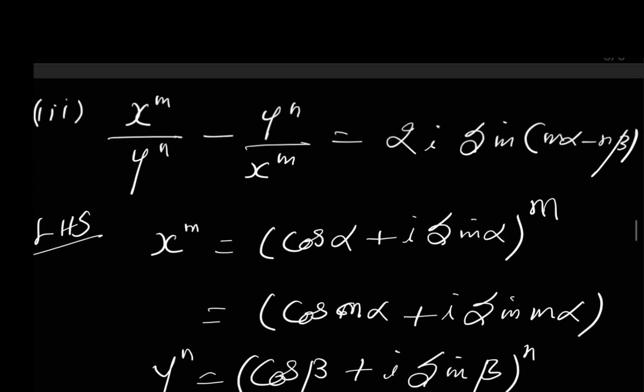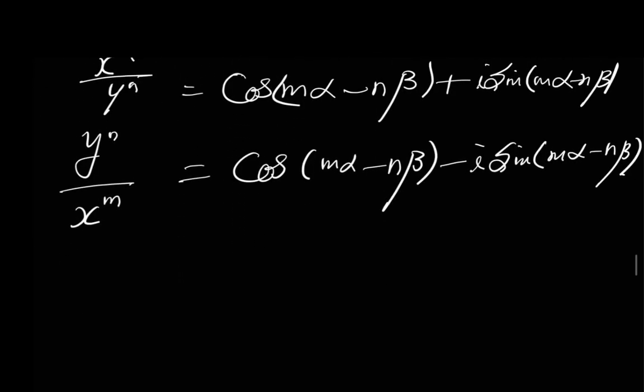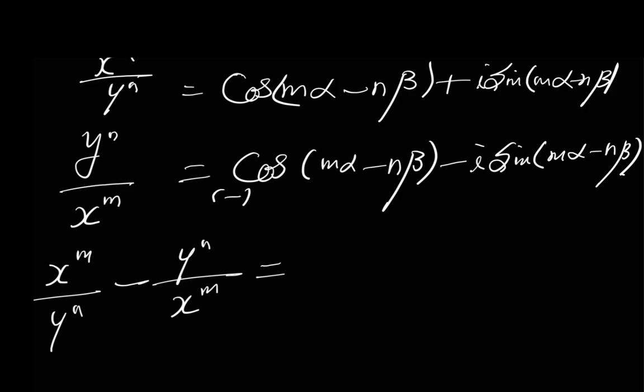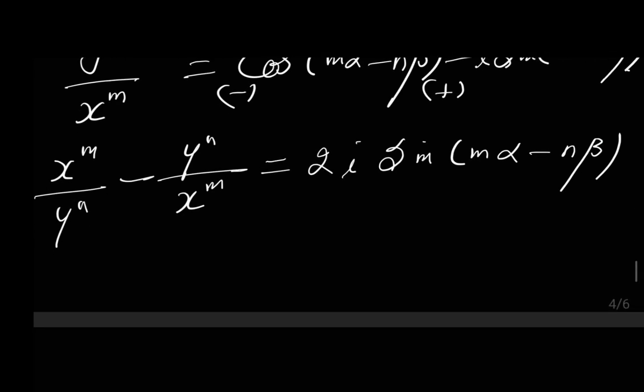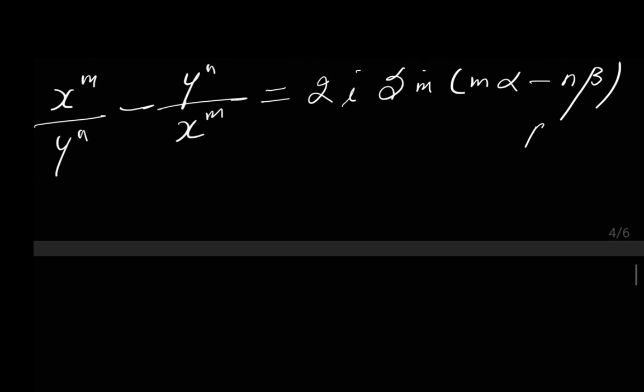Now I have to subtract these two. So do the subtraction: x power m by y power n minus y power n by x power m. This is equal to, change the sign, minus plus. So this cos term will get cancelled, and the sin term gives 2i sin of m alpha minus n beta. So this is the answer, the right hand side answer.